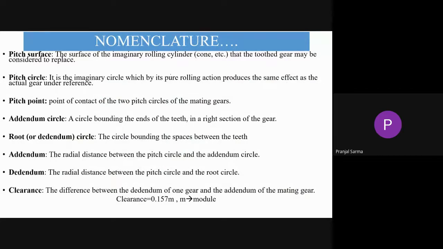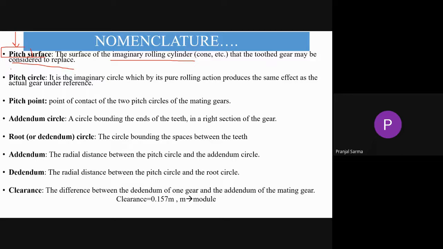Every time we have been discussing the words pitch: pitch circle, pitch point, pitch line, etc. Similarly, the pitch surface is also there. This is an imaginary surface, the surface of the imaginary rolling cylinder that may be considered to replace the gear. That particular surface is known as the pitch surface. These are all imaginary things; in practice, you will not see them.